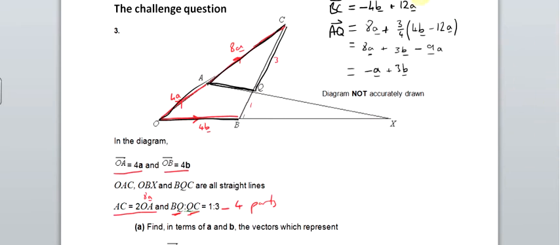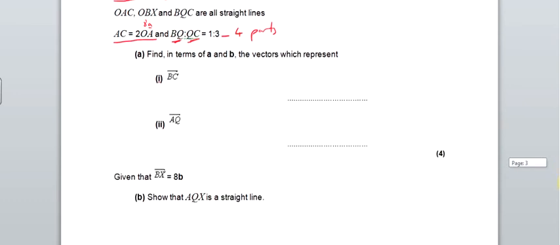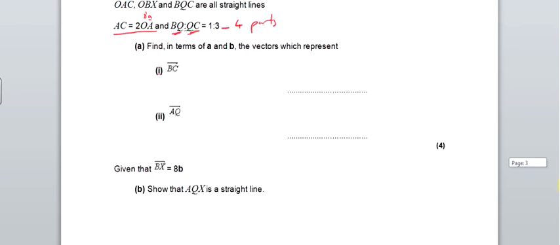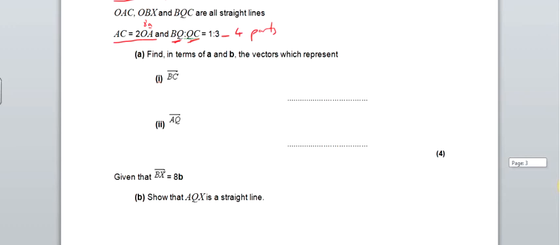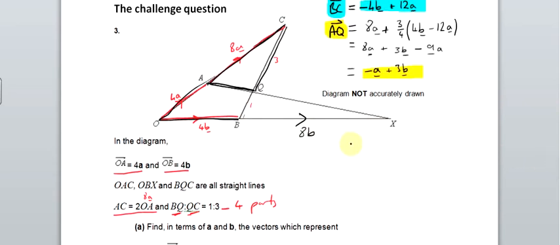So I'm just going to highlight those answers so that it's very clear what they are. So AQ is that, and BC is that. Now, what do we need to do next? Given that BX is 8b, show that AQX is a straight line. So BX is equal to 8b, and we need to show that AQX is a straight line. So we're going to write that down here.